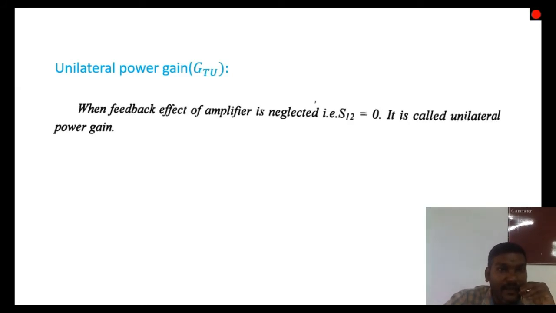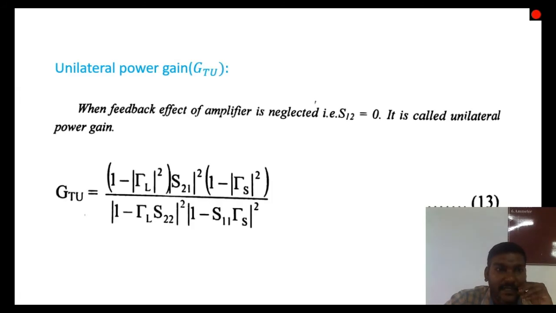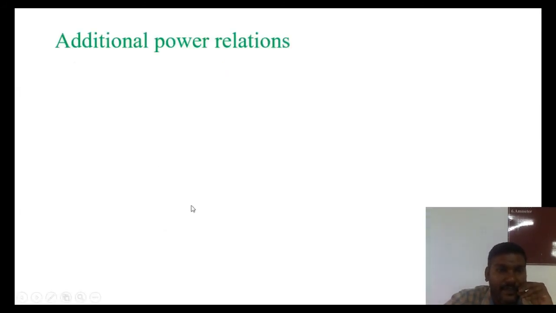And next one is unilateral power gain, where the feedback effect of the amplifier is neglected. Then S12 is equal to 0, which is called unilateral power gain, and this value is GTU, where the S12 value will be 0 in this equation.